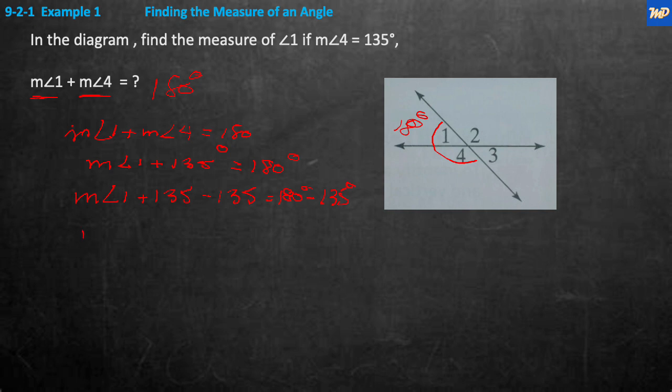Okay, so now we have the measure of angle 1 is equal to 180 degrees minus 135 degrees. So the measure of angle 1 is equal to 45 degrees. Okay, and that's what they're asking for here.